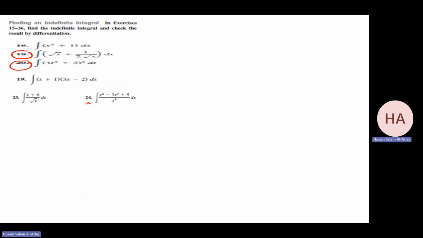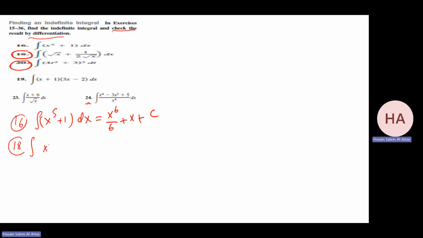Okay. Finding an indefinite integral for the following. Let me do it one by one. 16. Yeah, very easy ones. Integral of x to the power 5 plus 1 dx. That will be x to the power 6 over 6 plus x plus c, which is easy to check. You can check by differentiation. The derivative of this gives me this. That's it.